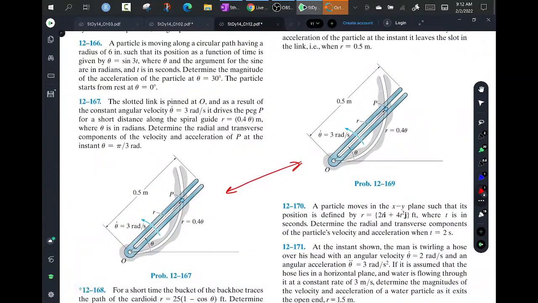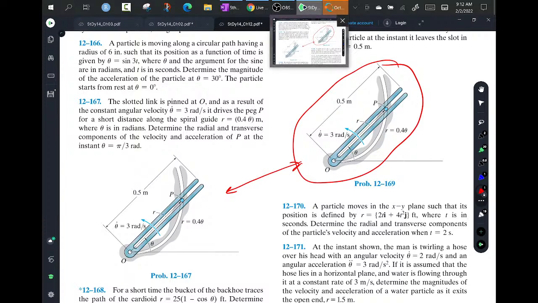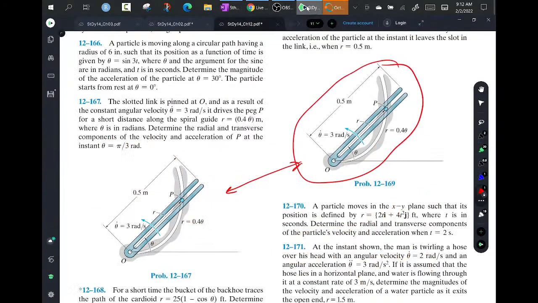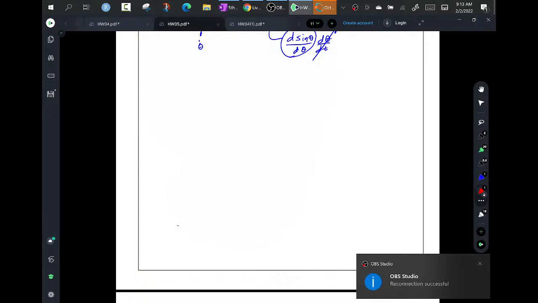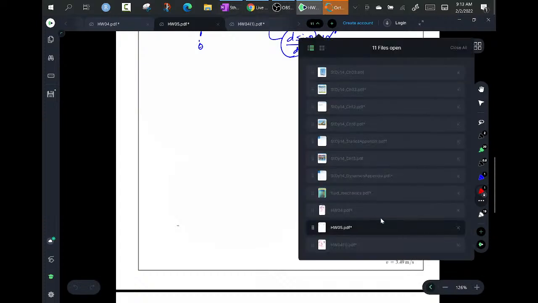Let's see, I think this one was in the homework. I think we did that. Did we do, let me go back here and see, nope. Where did it go? It was right there. Oh, reconnection successful. Okay. Let me go back to where I was.